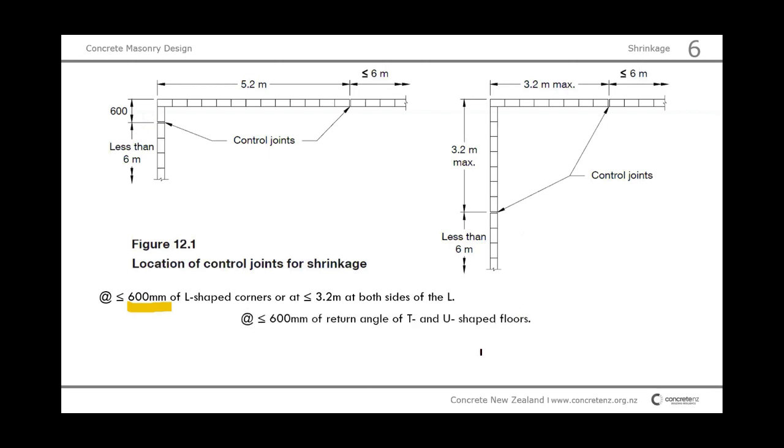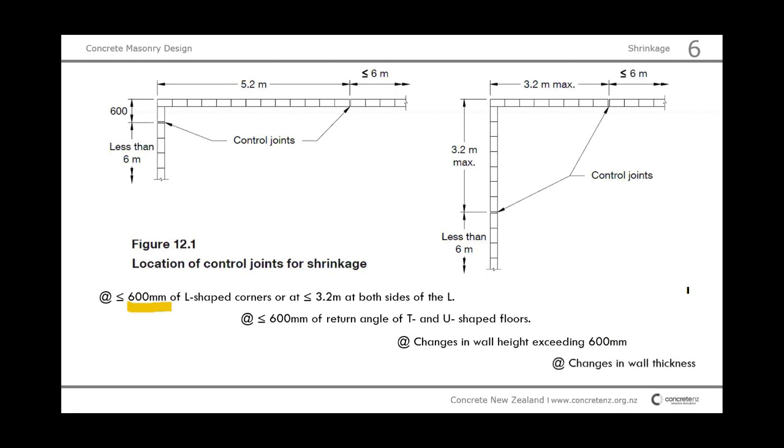You have always a control joint where the direction changes of the wall, if it's a U or T junction. Also, when the wall height exceeds 600 millimeter, for example, your ground floor is larger in footprint than the upper floor. Maybe there's a walkable deck on top of that larger ground floor, and the wall goes higher up than where the building continues. There you need a control joint.